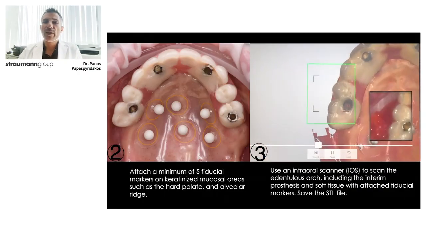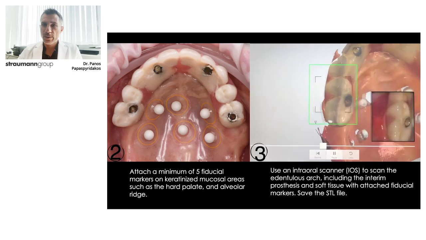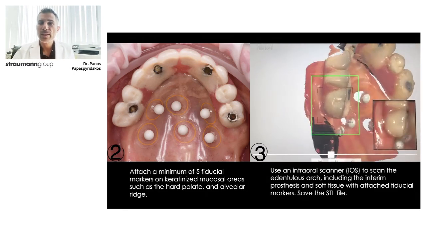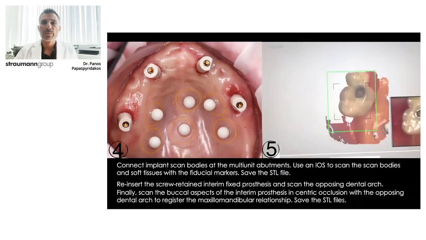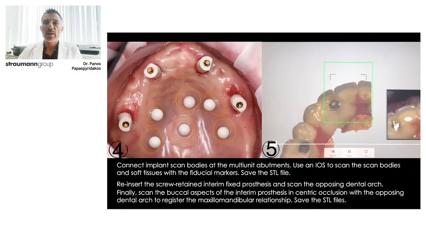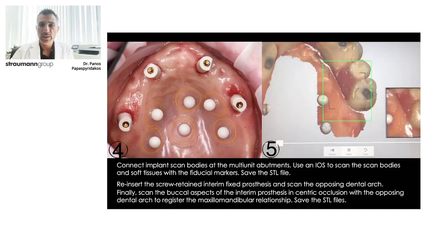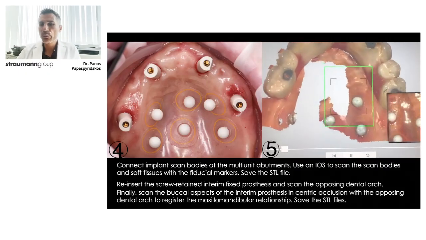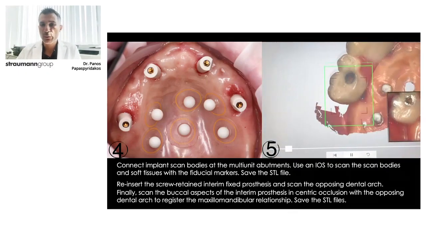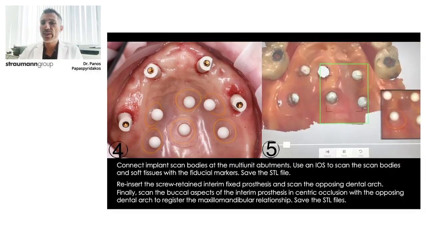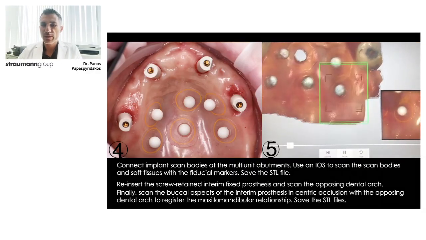Now, after that, we will remove the provisional prosthesis and we will place scan bodies, as you can see here, without removing the fiducial markers. We will connect implant scan bodies on the multi-unit SRA abutments, and we will use the same scanner to scan again the scan bodies and the soft tissues, this time with the fiducial markers. The STL file that will be generated will also be saved.